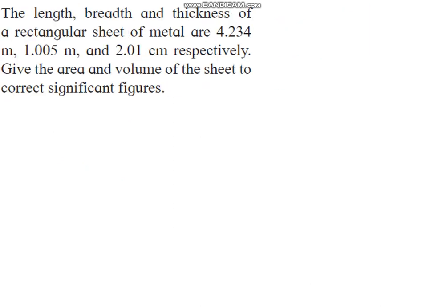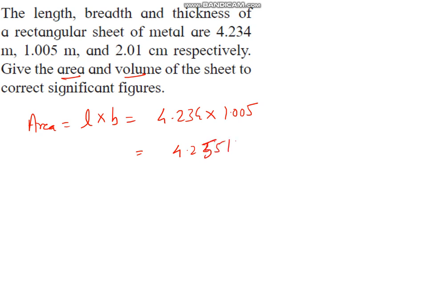Next, the length, breadth and thickness are given. We need to find the area and volume. Now the area of a sheet is simply length into breadth. So you need to multiply 4.234 into 1.005. Now when you multiply this, you will get something around 4.2551 meter square.